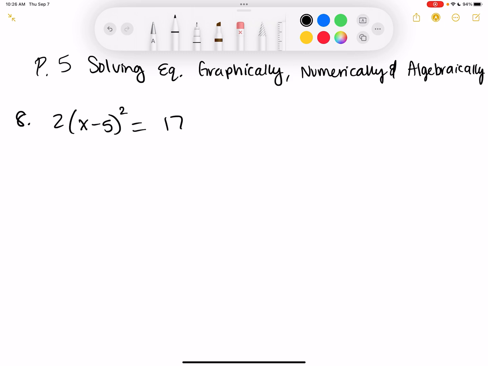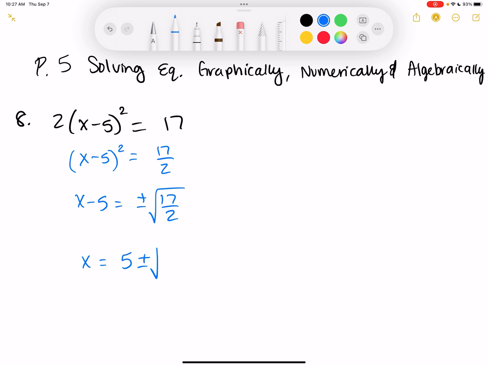Okay. All right, so we divide by 2 first. So (x minus 5) squared is equal to 17 over 2. Then we'll take the square root of both sides. So x minus 5 is equal to, don't forget, when we're solving, it's going to be plus or minus the square root of 17 over 2. And then add the 5 over. X is equal to 5 plus or minus the square root of 17 over 2.